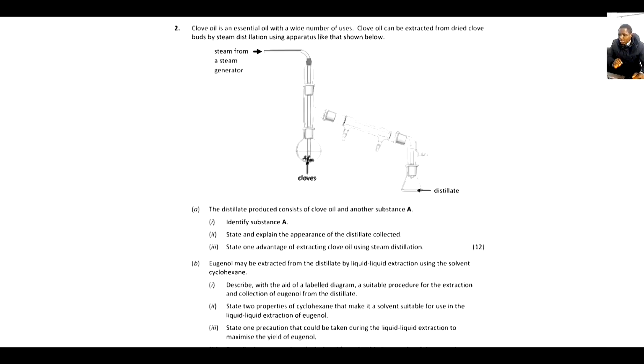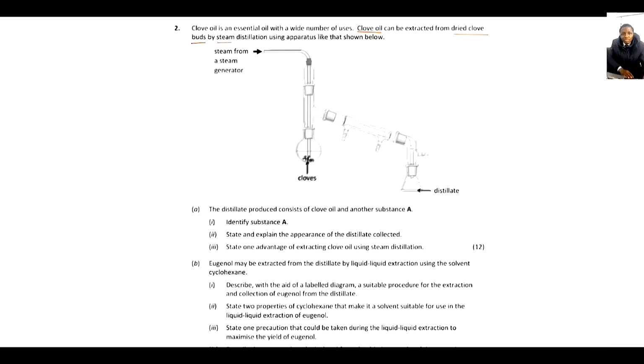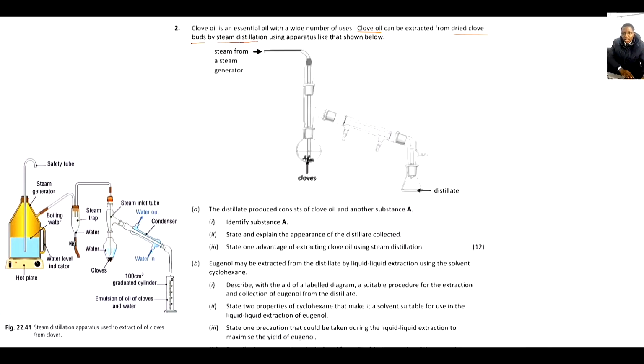So we are trying to produce clove oil here, and the clove oil can be extracted from a dry clove bud by distillation, as shown in the picture. You see the clove bud on the screen now. It is extracted by the process called steam distillation, as follows. Now, the clove oil is being extracted by steam distillation in the laboratory, and the apparatus is given below. So I'm going to explain the apparatus first.